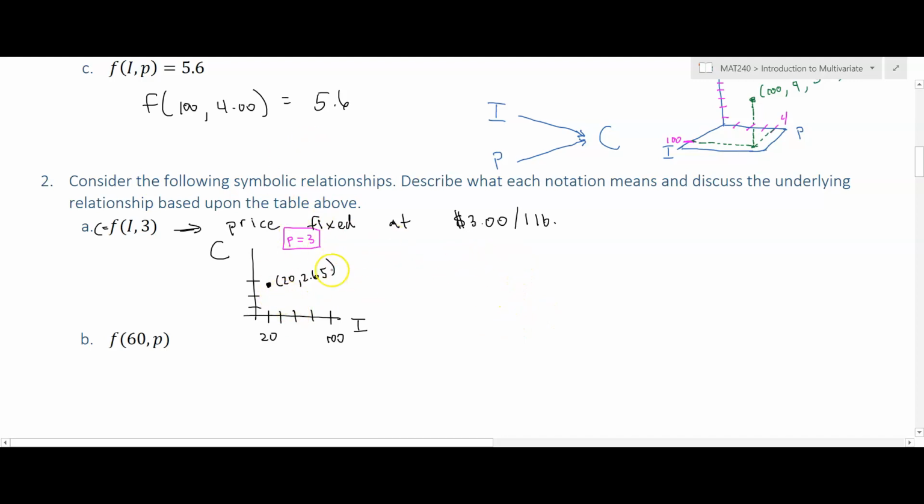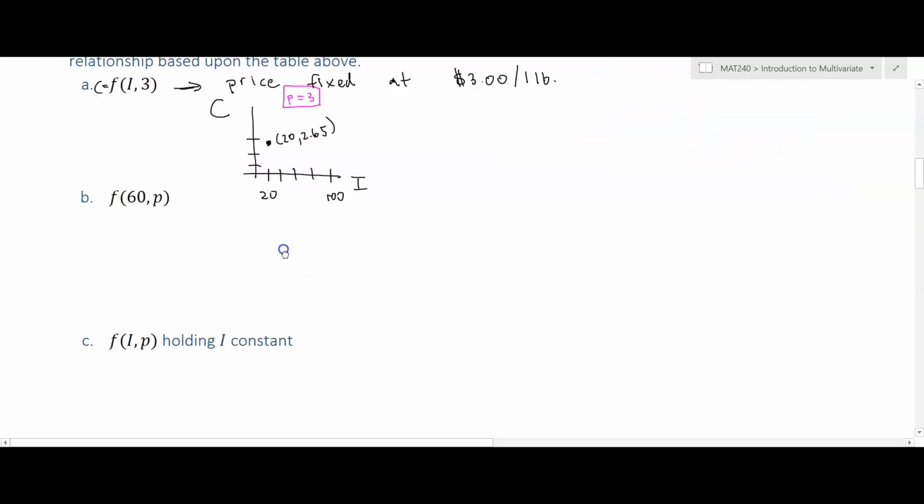Now, of course, I'd have all the other ordered pairs. I'm not going to produce that in this particular graph. But I've created a two-dimensional problem out of a three-dimensional problem by fixing one of the variables, holding it constant. No different in terms of what we have here. Here we're saying that the income is going to be fixed at families earning $60,000 per year.